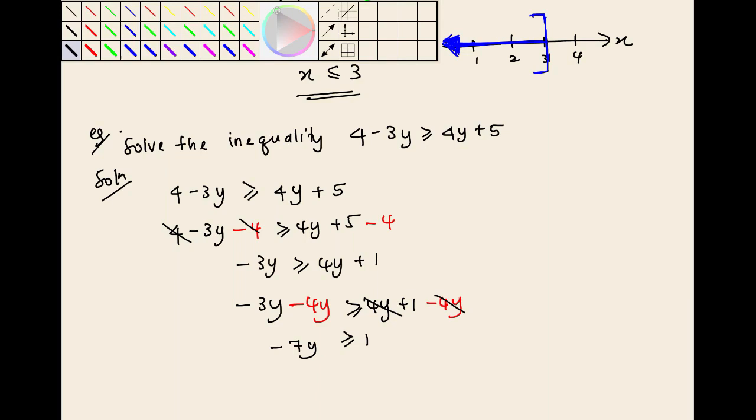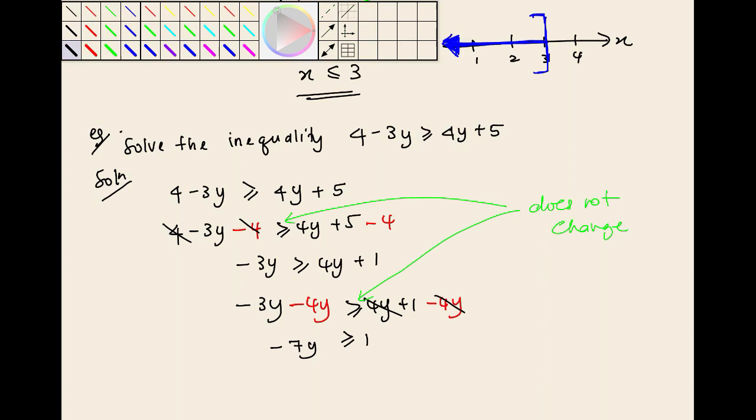Now, same as before, what we got is minus a negative number and we minus a number as well. Okay, so this does not change direction. So now, your answer is negative 7y is greater than 1. You want to leave y alone. So that means we don't want negative 7.